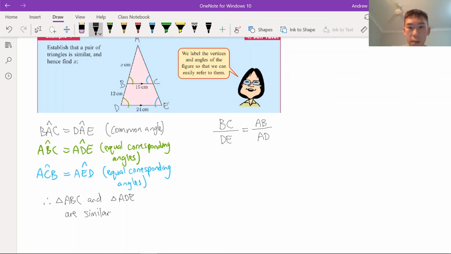Now let's sub in some values. So that means if I go 15 divided by 24, I should get x over, now AD is going to be x plus 12.